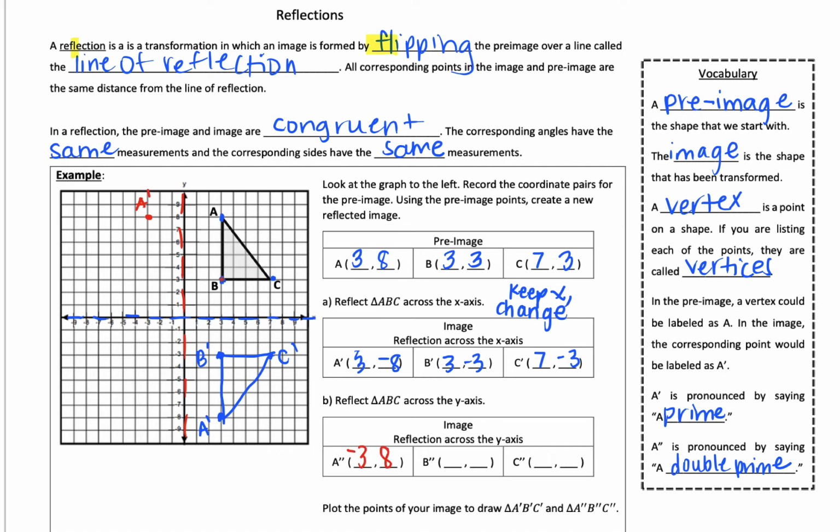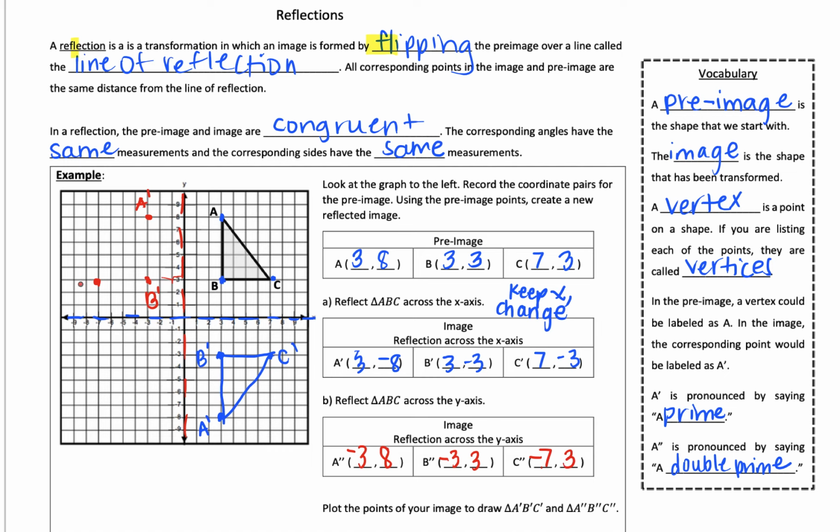For point B, I go 3 units to my line of reflection, 3 units in the other direction, and that's at -3, 3. And then finally for C, I have 1, 2, 3, 4, 5, 6, 7. So 1, 2, 3, 4, 5, 6, 7. Right here at -7, 3.